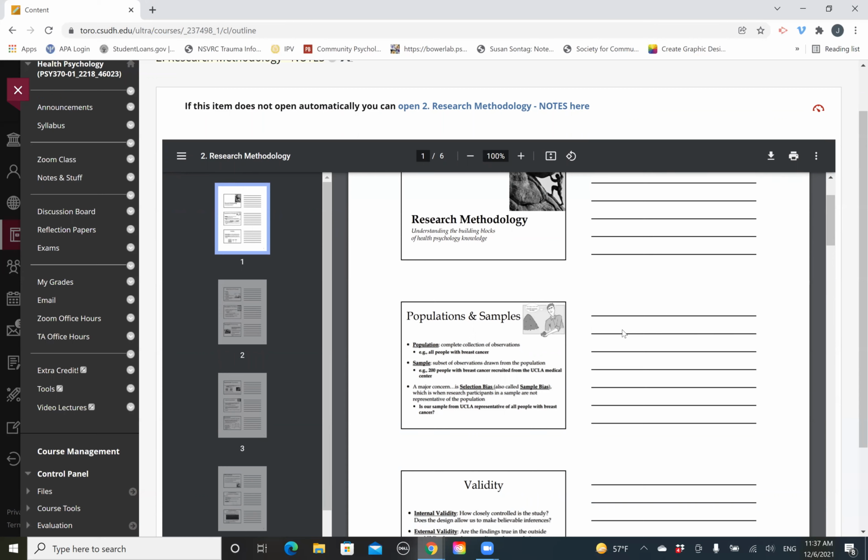A major concern is selection bias, also called sample bias, which is when research participants in a sample are not representative of the population. So is our sample from UCLA representative of all people with breast cancer? Can you think of why or why not that sample might or might not represent the larger population with breast cancer?